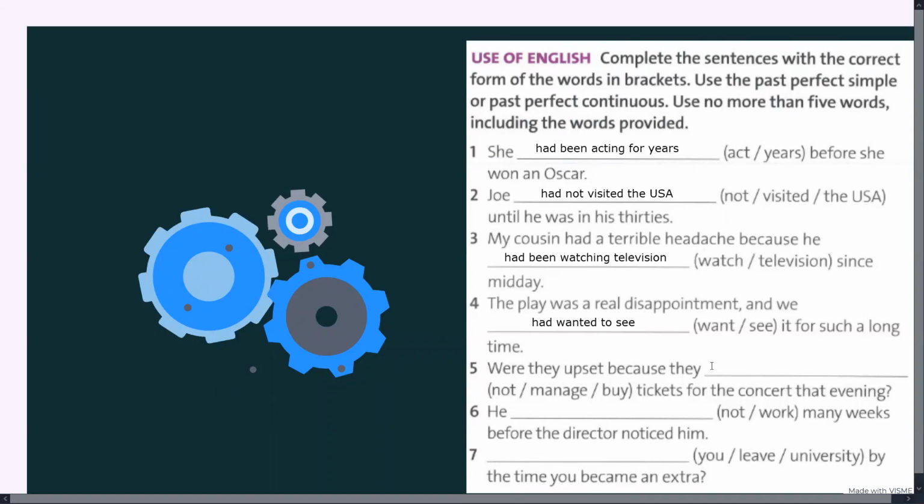Were they upset because they not managed buy tickets for the concert that evening? I would say had not managed to buy.